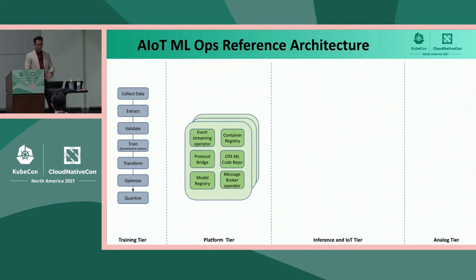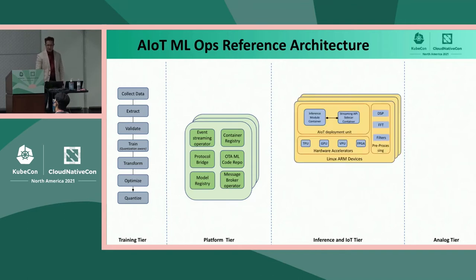So the OTA repo and the services, I wrote a custom repo in Golang to do this, allows you to download it to the MCU-based devices and reflash the device. And there are a few pieces that allow us to do protocol bridging. The MCU-based, microcontroller-based devices are using MQTT, but the rest of the architecture on the platform tier is all Kafka-based. So there's a protocol bridge and various other services.